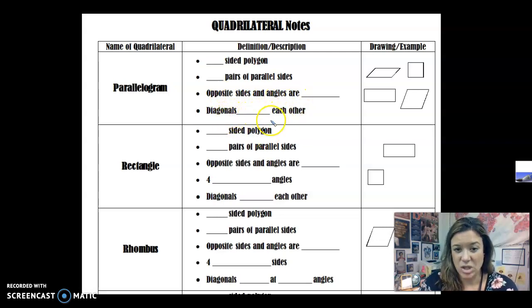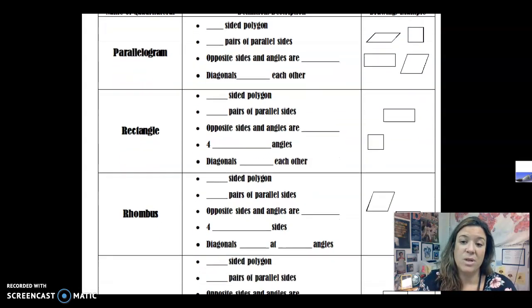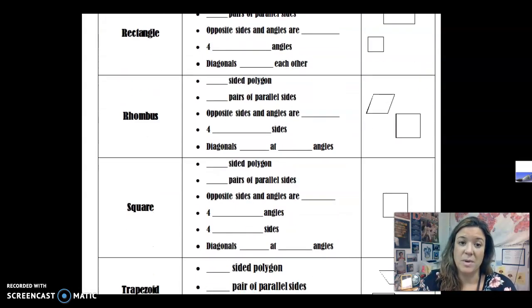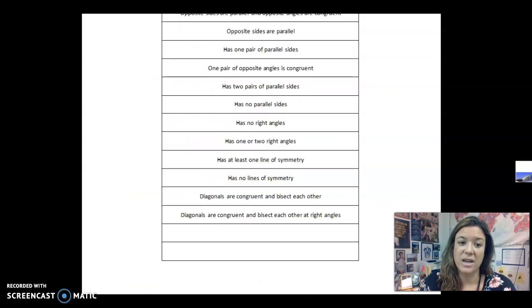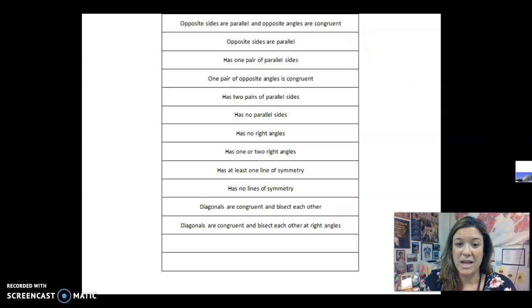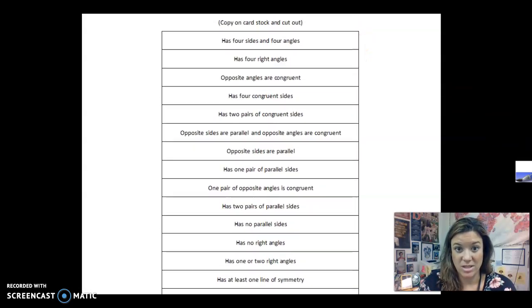Diagonals bisect each other, meaning they cut each other in half. The two sides are equal to each other when they cross. Polygon and parallel sides. These are a lot of vocab words, so making some flashcards at home might help, but we'll use them a lot during class when we're talking about these characteristics. So that's going to be the big part, is classifying each of these quadrilaterals by all of these types of characteristics.